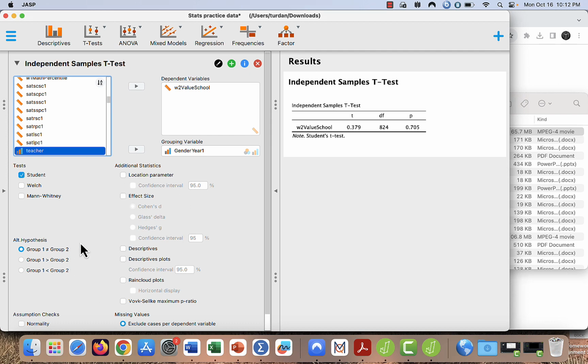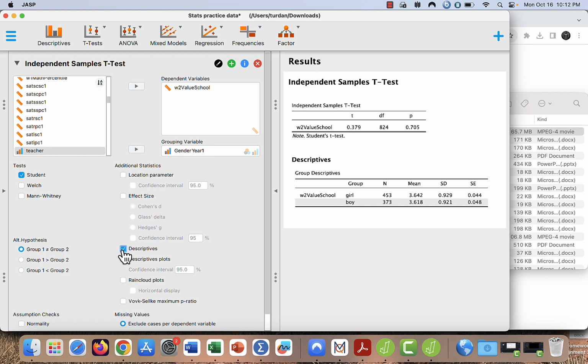Down here is different options you can choose. So over here we see we already have a t value, which is not statistically significant. So we know there's no difference between males and females in these samples in how much they value school. But let's get a little bit more information so we can look at descriptives. This will show us the means and the standard deviations and the sample sizes. And let's look at effect size.